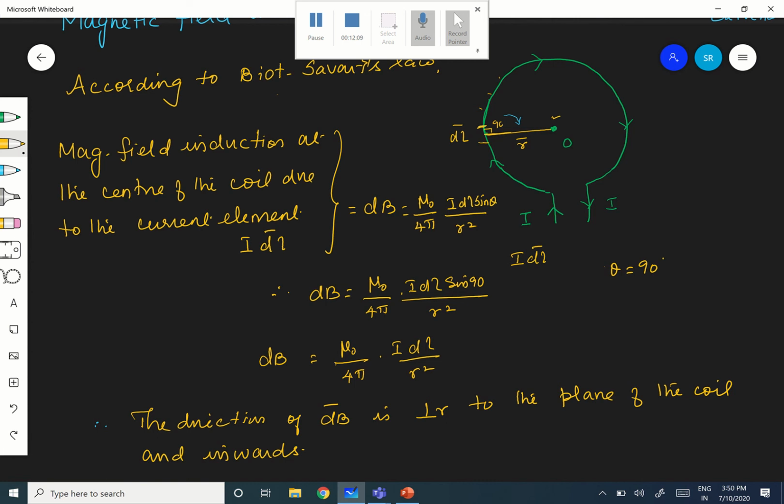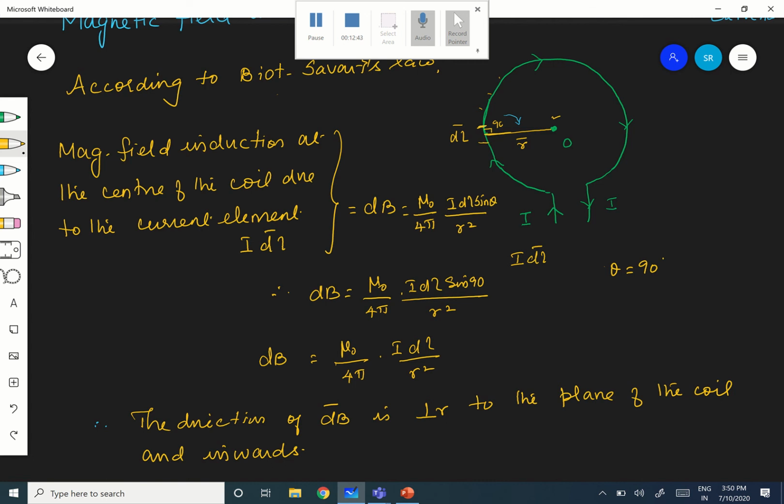But a very important thing is, before going to that integration, you have to see whether the direction of the field at O due to every element is the same, if we are dividing the coil into small elements. That is very important. If the direction is different, how can you integrate? So you have to ensure that the direction of the field at O due to every element is the same.